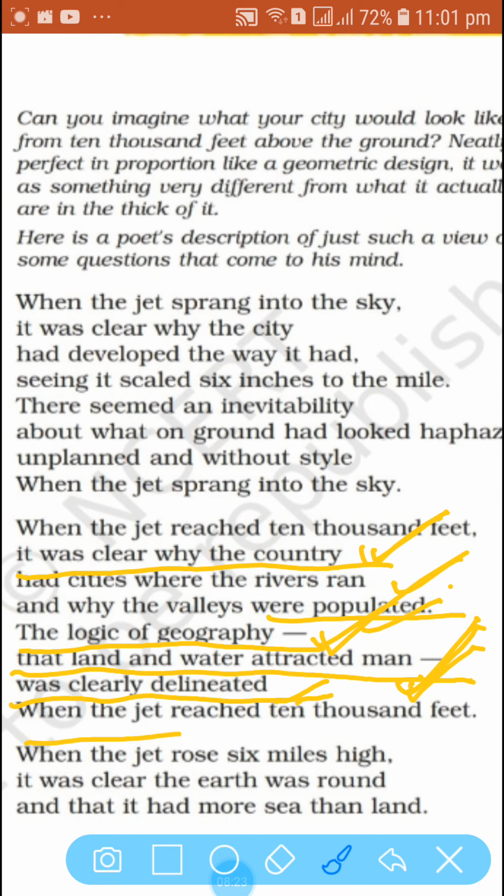And the last line of the second stanza: when the jet reached 10,000 feet. The first line of the second stanza is also the same. When the jet reached 10,000 feet. So obviously it is A. That means the first 4 lines of the second stanza are A, B, C, D, and the next 4 lines are B, C, D, A. Similarly, same as the first stanza, in the second stanza also the rhyming scheme is A, B, C, D, B, C, D, A. This much for now. Hope you understood. Thank you.